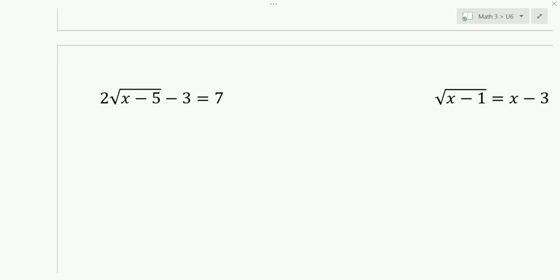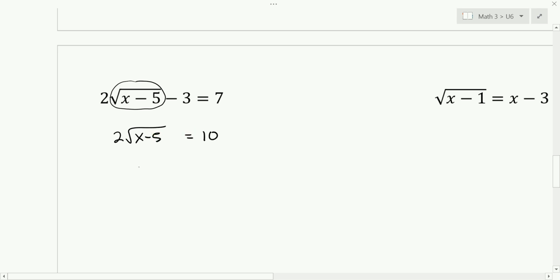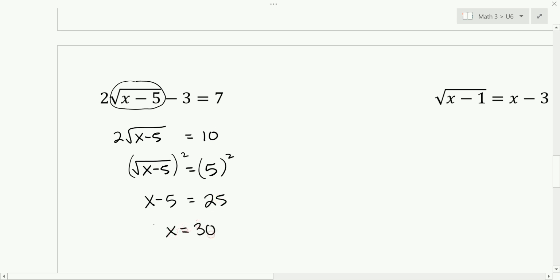Right, so let's check that. First step, get the square root by itself by adding 3 to both sides of the equation, and then dividing by 2. Second step, get rid of the square root by squaring both sides, and you get x minus 5 equals 25. And then last step, we solve for x. We get x is 30, and then just to check, make sure it's not an extraneous solution.